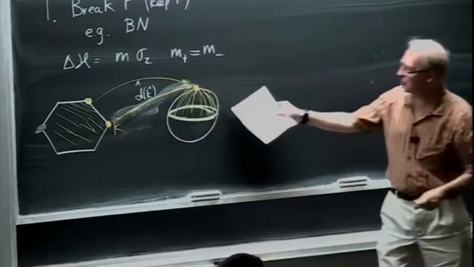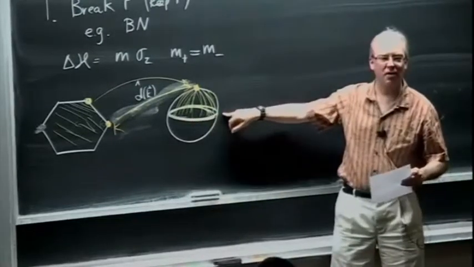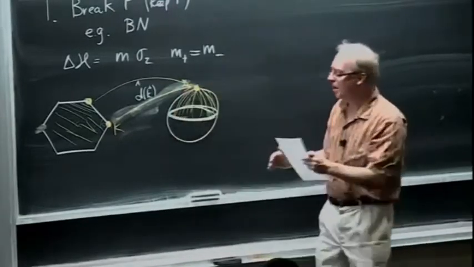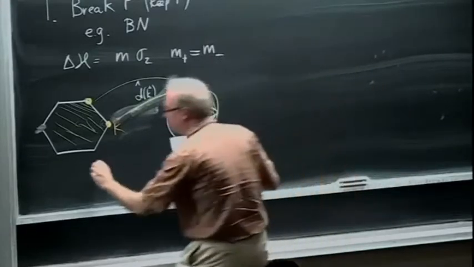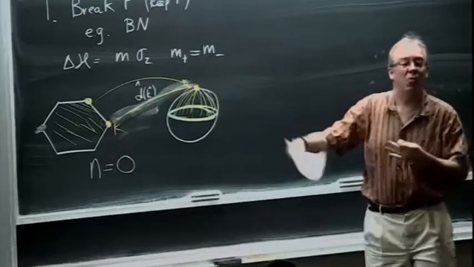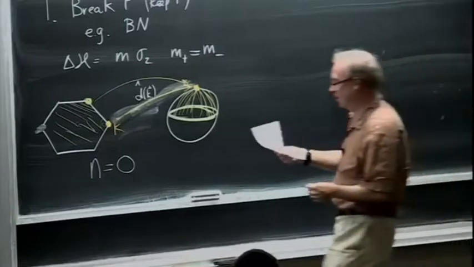And so this doesn't wrap around at all, right? It wraps around on the top and then it goes back again. So the degree of this map is 0, and as we should have already known from the start, boron nitride is a trivial insulator.